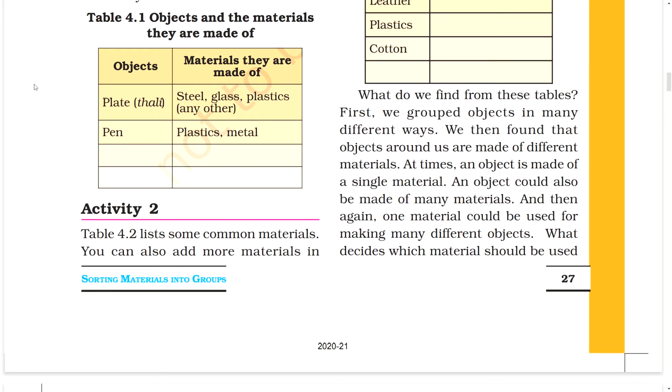Table: Objects and the materials they are made of. Objects, materials they are made of. Plate, thali: steel, glass, plastics, any other. Pen: plastics, metal.